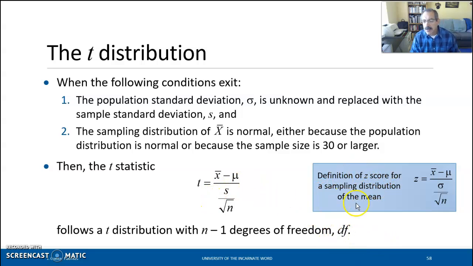And I put here the definition of the z-score for the sampling distribution of the mean that we saw earlier, and you see that this equation is the same equation as this, with the exception that for the t statistic we use the sample standard deviation, and for the z-score we use the population standard deviation. So we're going to use this statistic with the t distribution.